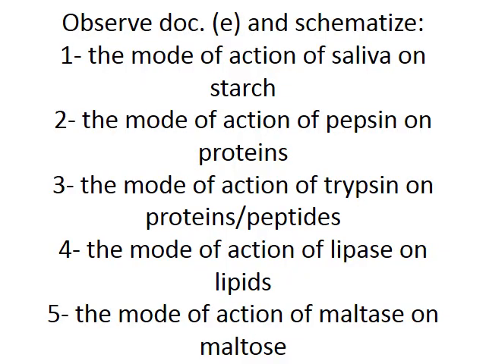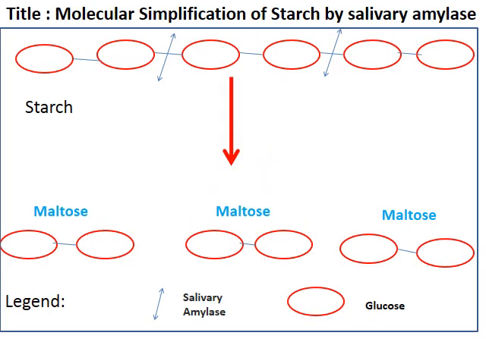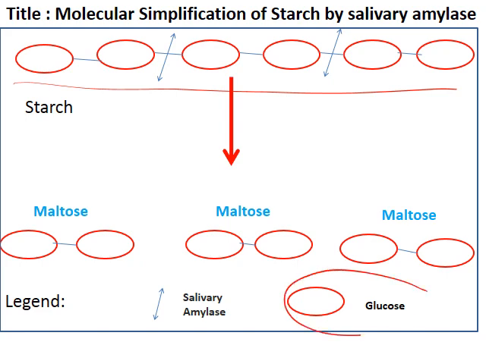We have to work on the mode of action of some of the enzymes. Mode of action: simplification of starch by salivary amylase. Pay attention to this. You have to give the legend. This whole chain is starch. Every two of these, let's say, is maltose. Every one of these is glucose. You have to give the legend. This symbol is for the enzyme salivary amylase.